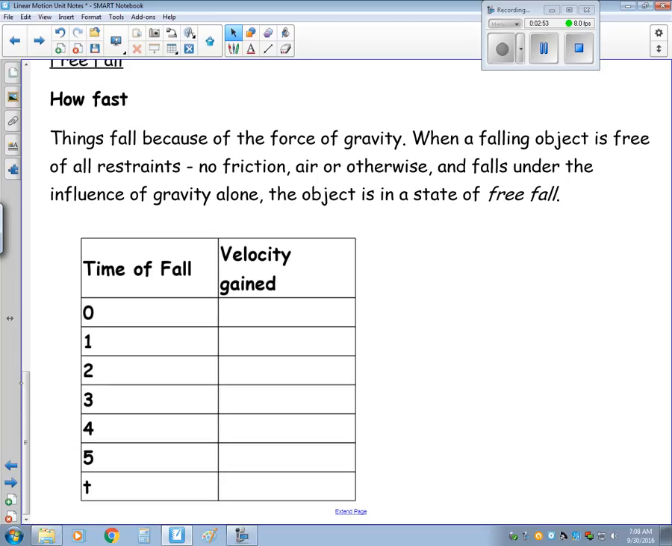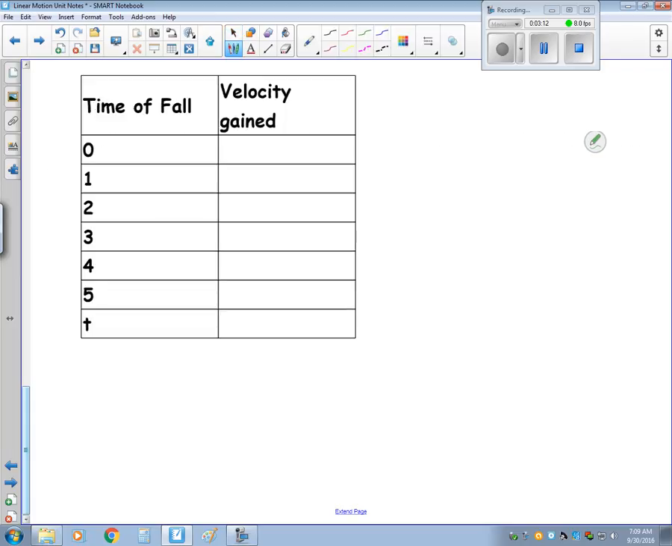So things fall because there's a force due to gravity acting on them. So when a falling object is free of all restraints, that means no friction, no air resistance, and falls under the influence of gravity alone, we consider that object to be in a state of free fall. So just to get some numbers up here, when 0 seconds have passed, the object has a velocity of 0, and we might imagine that.